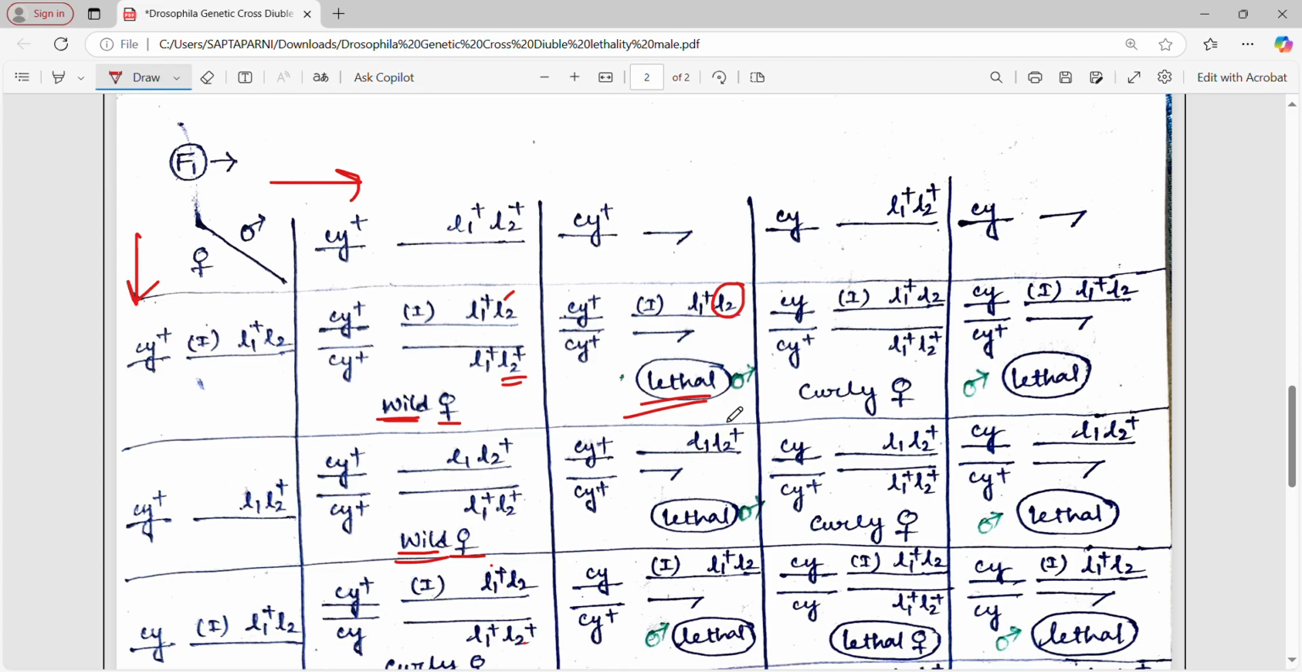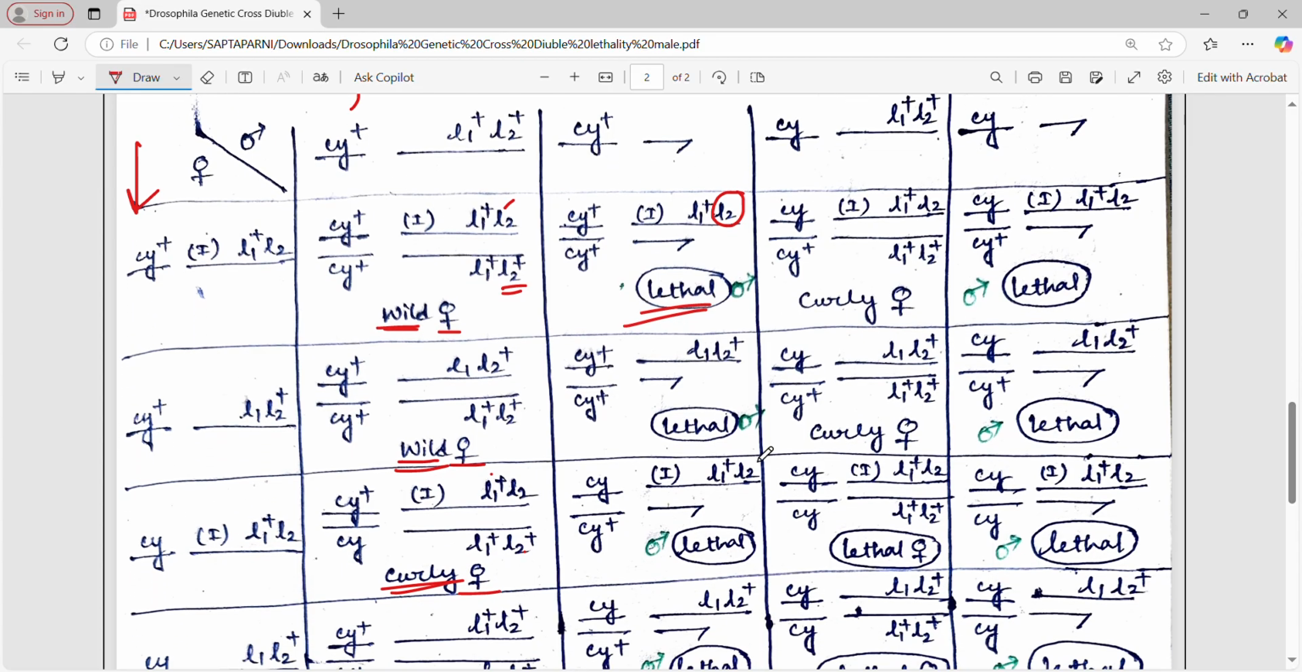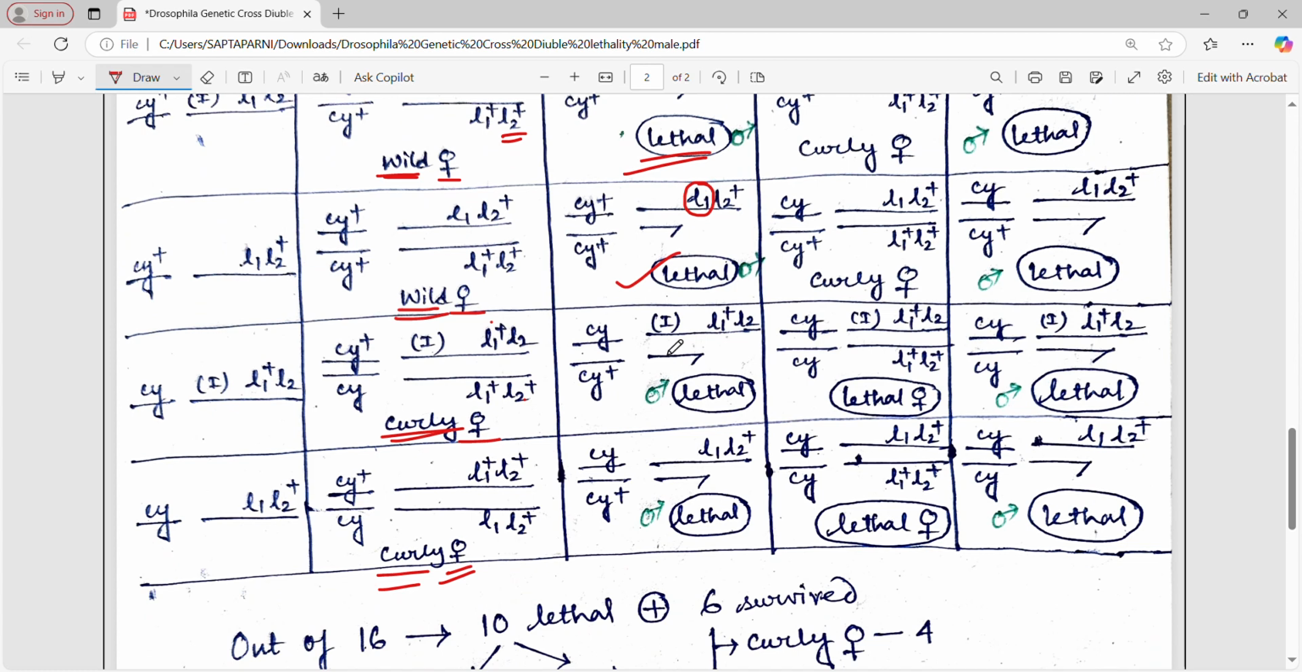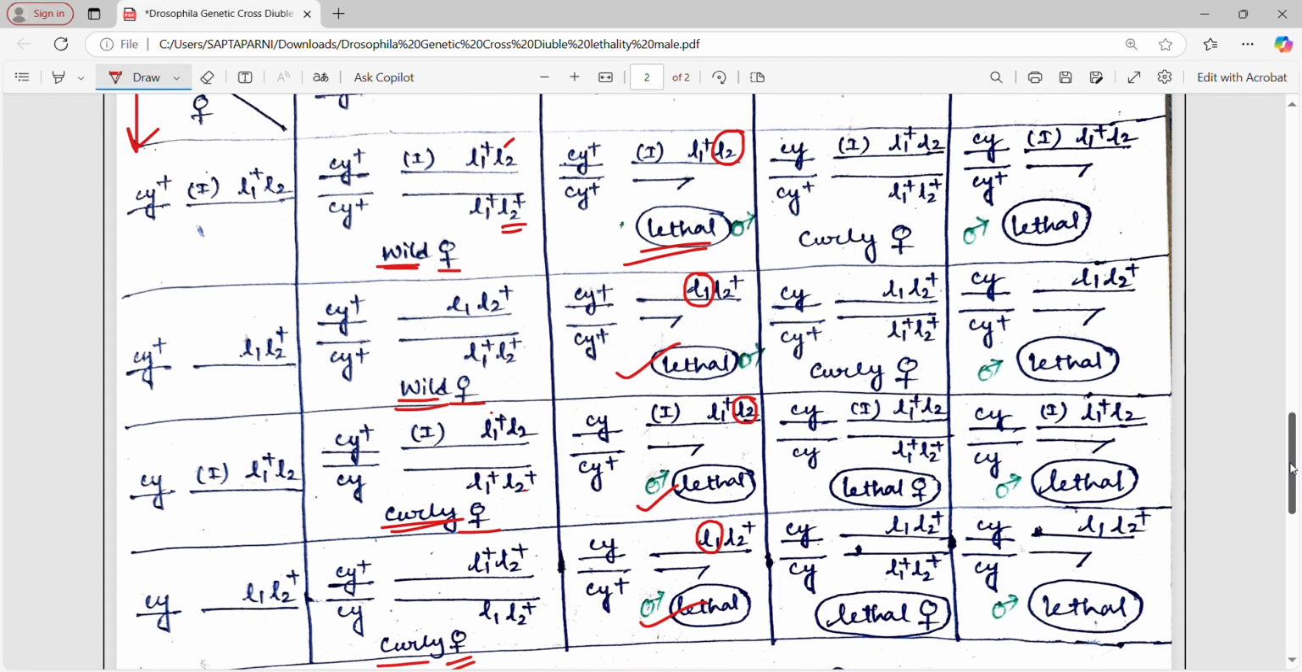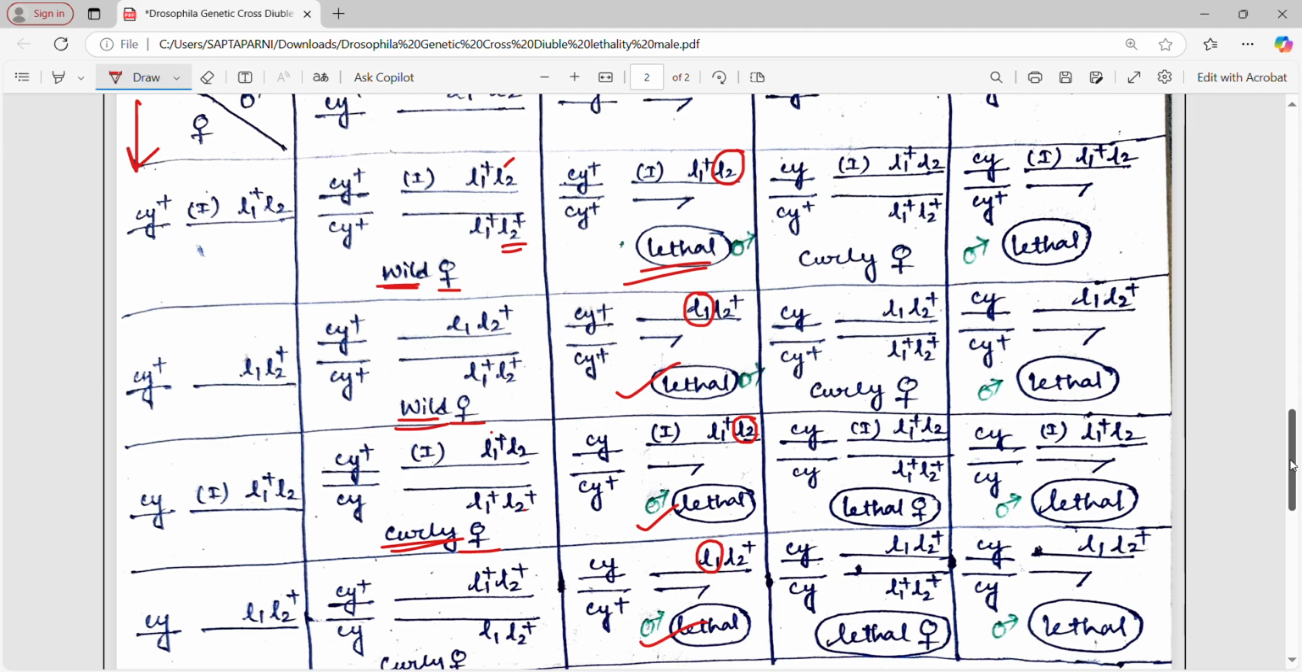Then CY plus CY with X chromosome, Y chromosome, but the X chromosome does not have the wild type allele for L1, so it will be a lethal male. Then CY plus with X and Y chromosome, but the X chromosome lacks the wild type allele for L2, so it will be a lethal male. CY plus with X and Y chromosome, the X chromosome does not have the wild type allele of L1, so it will be a lethal male. So you can see 4 males we have seen here, and 4 are dead till now.